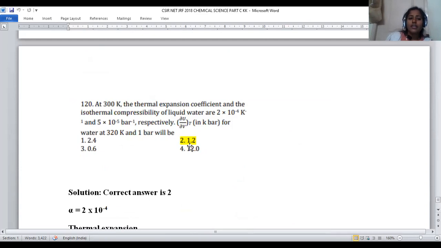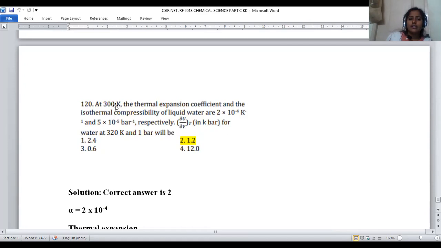Let us move on to question number 120. At 300 Kelvin, the thermal expansion coefficient and isothermal compressibility of liquid water are 2 into 10 to the power minus 4 Kelvin inverse and 5 into 10 to the power minus 5 bar inverse respectively. du by dV in kilobar for water at 320 Kelvin and 1 bar will be?